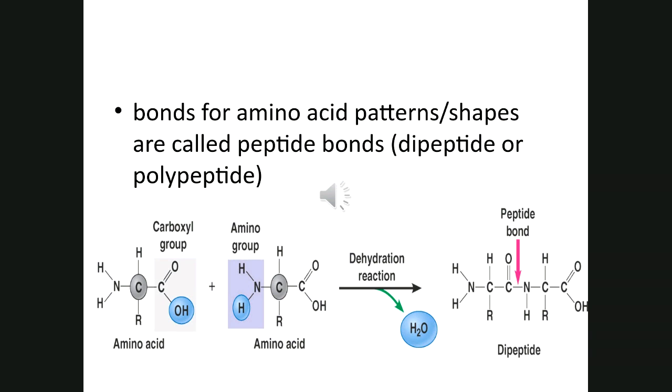The shape of a protein can be straight, and that's the primary structure. Secondary is when it's folded or coiled, called either alpha helices or beta sheets. It involves hydrogen bonding.